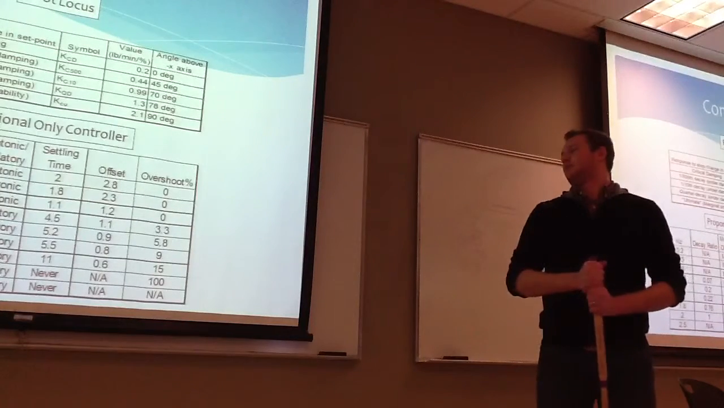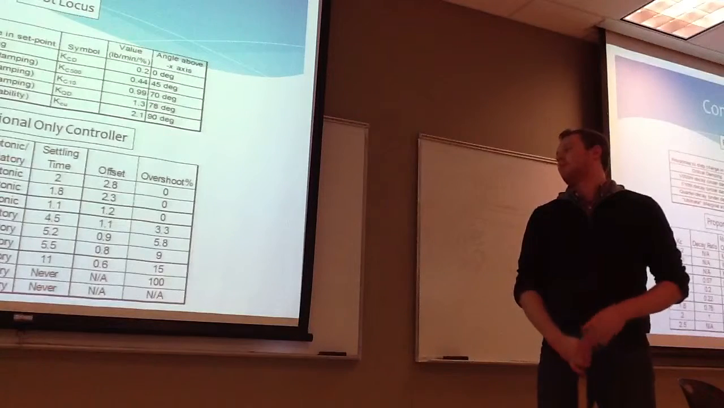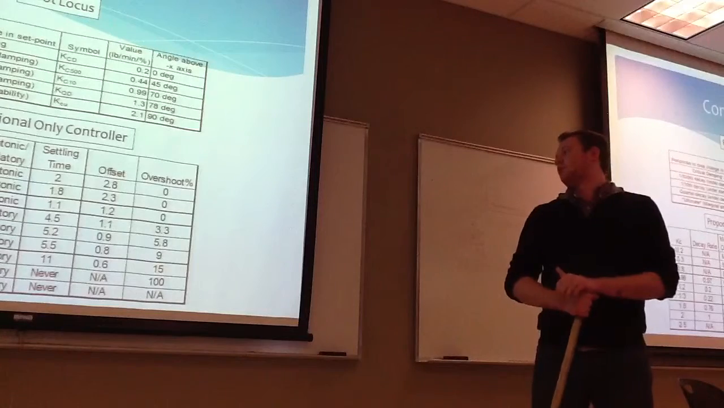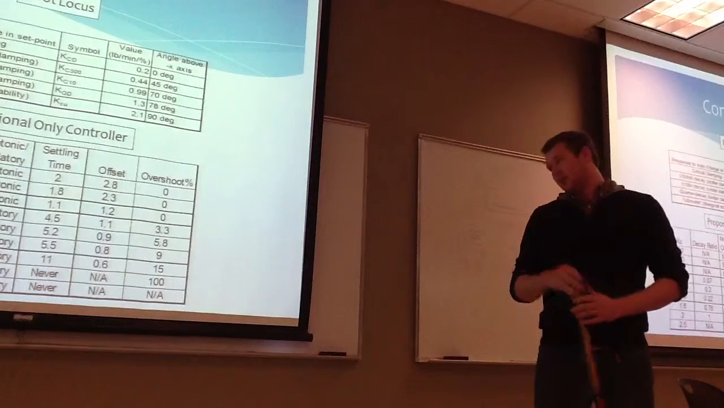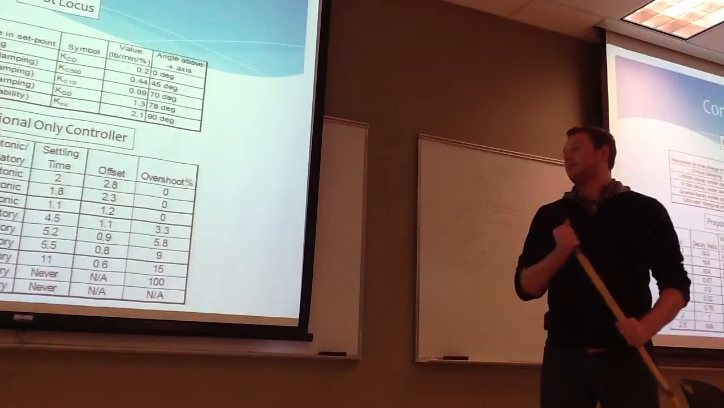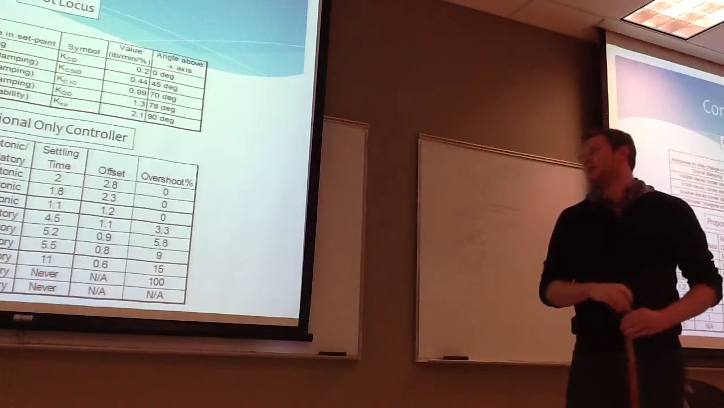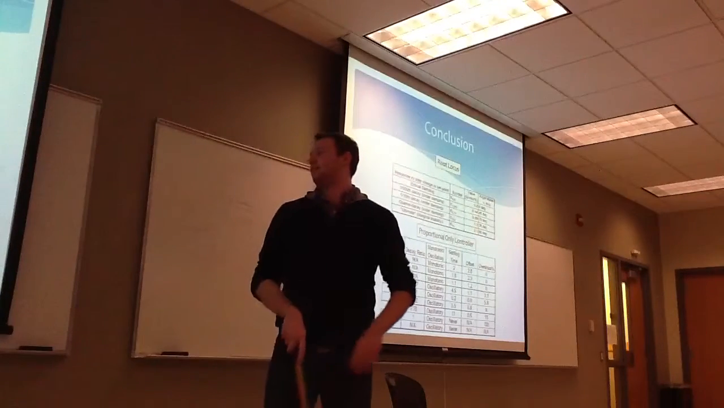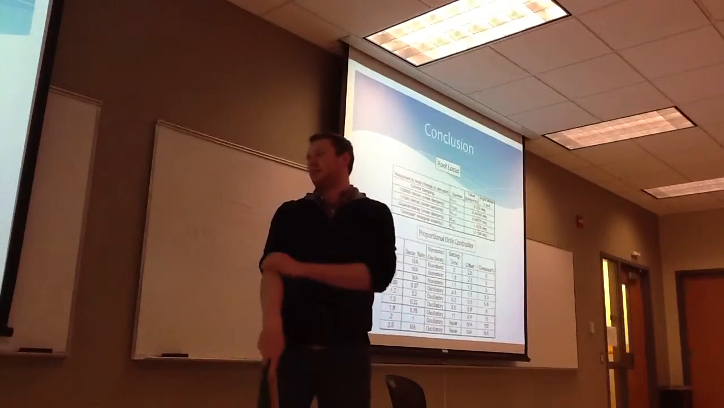For KC equals 0.3, the decay ratio was not applicable. It was monotonic, had a settling time of 1.8, an offset of 2.3, and an overshoot of 0. For KC equals 0.8, the decay ratio was not applicable. It was monotonic, and settling time was 1.1 seconds with an offset of 1.2 and no overshoot again.